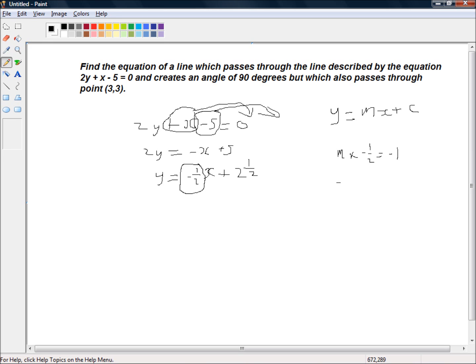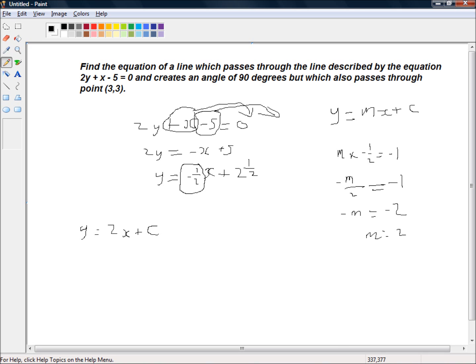Okay, so that's -m/2, we just multiply the fractions, is equal to -1. So if we double everything, -m is equal to -2. Multiply everything through by -1, m is equal to 2. So the line we're looking for is described by the equation y equals 2x plus c. And we know that that line is now going to be perpendicular to this line because -1/2 times 2 is -1.